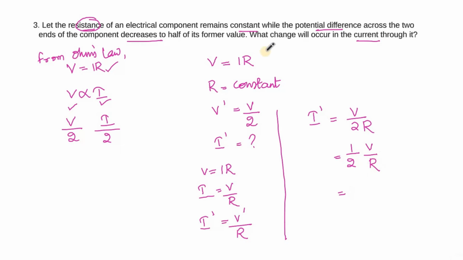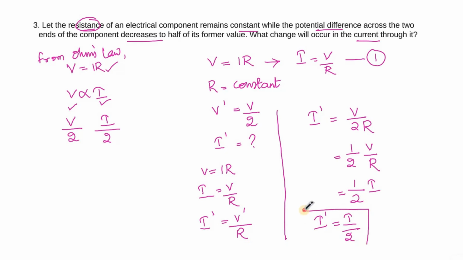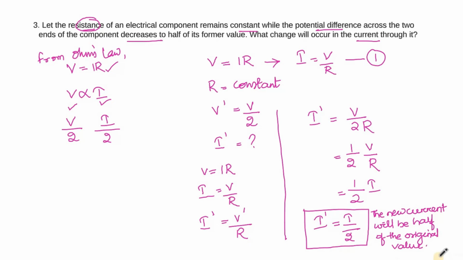But what is V by R? Now from this equation we know that I is equal to V by R. So if this is your equation 1, we can write here it is 1 by 2 I. So hence we get the new current I dash is I by 2. That is, the new current will be half of the previous current. The new current will be half of the original value. So this is the answer to this question. I hope you have understood this.